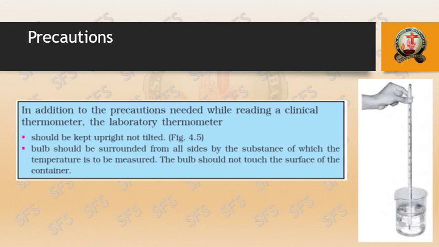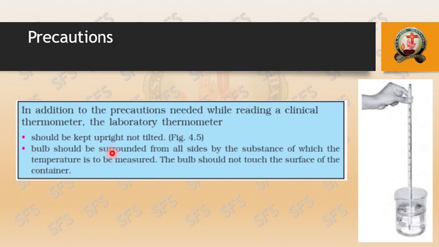One more thing you should understand. When you measure the body temperature using a clinical thermometer, you should keep it a little bit tilted, right? You should not keep it straight like this in a clinical thermometer, whereas in a laboratory thermometer you should not keep it tilted, you should keep it straight. Okay, this is the major difference between a clinical thermometer and a laboratory thermometer.